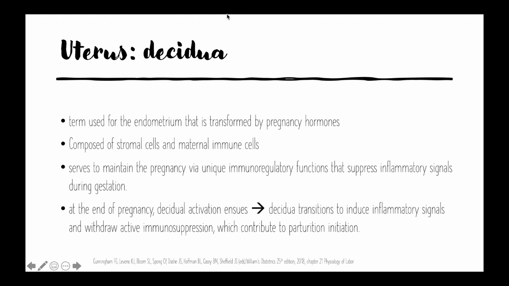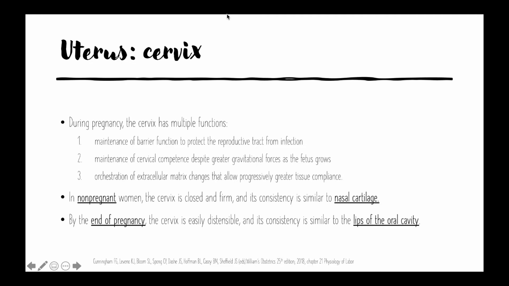So the decidua is a term we use for the endometrium that is transformed by pregnancy hormones, and this is composed of stromal cells and maternal immune cells. The decidua serves to maintain the pregnancy via a unique immunoregulatory function that suppresses inflammatory signals during gestation. At the end of pregnancy, decidual activation ensues such that the decidua transitions to induce inflammatory signals and withdraw active immunosuppression, which contribute to parturition initiation.